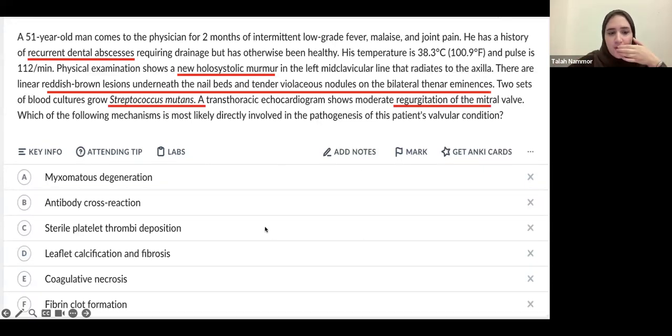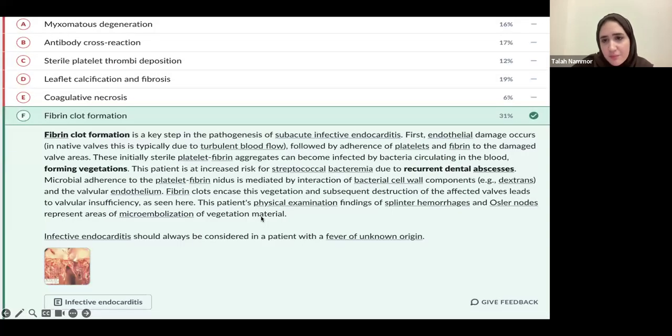So is this question clear? Do you guys get why it's fibrin clot formation? Because they mentioned Streptococcus mutans. If they did not give us the pathogen, then we would just say it's infective endocarditis, and we would put calcification and fibrosis. But because they said in the question directly involved, they're trying to hint to us, and yes, it's this. It's the dextrans. Is this clear?